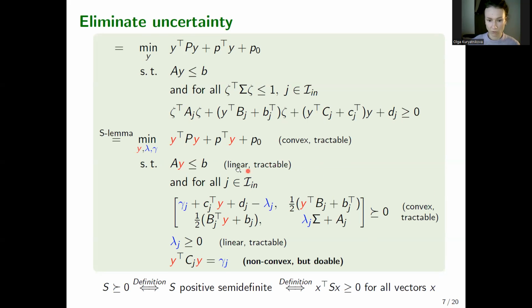And then I say that each inequality constraint is replaced by an SDP of the size of the number of uncertainties. I get some blue auxiliary variables. So you can see that both y's and these blue auxiliary variables are all incorporated linearly everywhere, except for one part, which is here.